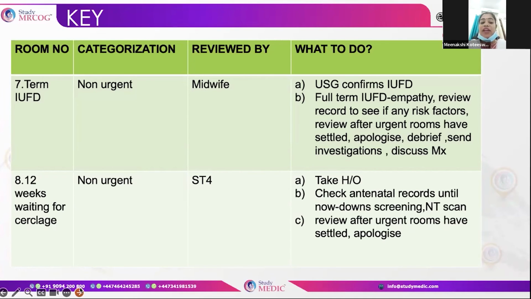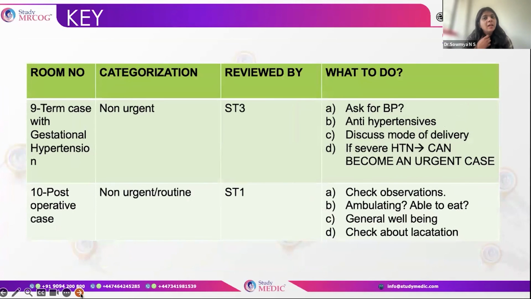And room number 8 was a routine case, a 12-week case with a history of incompetence. I think here I forgot to ask for details for this case, ma'am. Yeah, so it should be routine. There could be things, there need not be things. That's the reason you finished early. Otherwise, you wouldn't have finished, because the examiner has to speak. All right? Yes, ma'am.